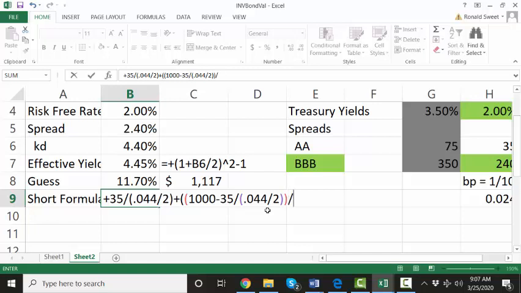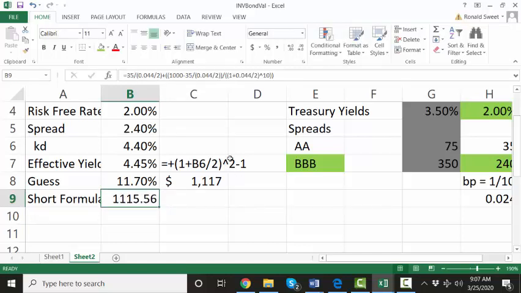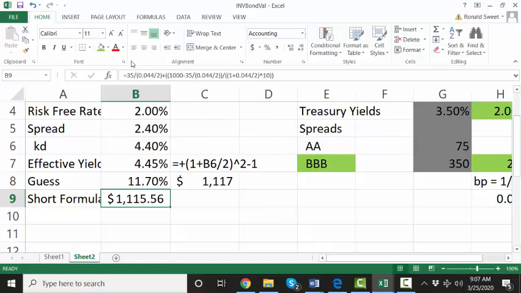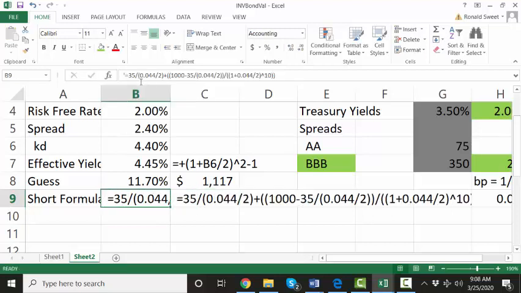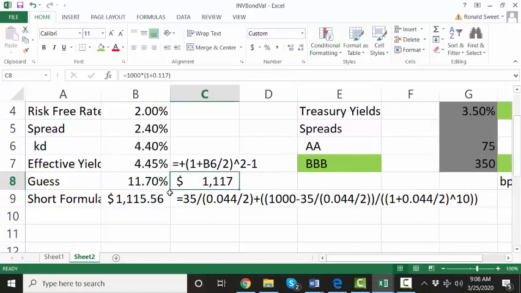And I'm going to divide all of that by 1 plus 0.044 divided by 2, raised to the 10th because it's 5 years. And I get a number. This is not an estimate. This should be the exact right number. I get a number that looks like it could definitely be correct because it's very close to my estimate.